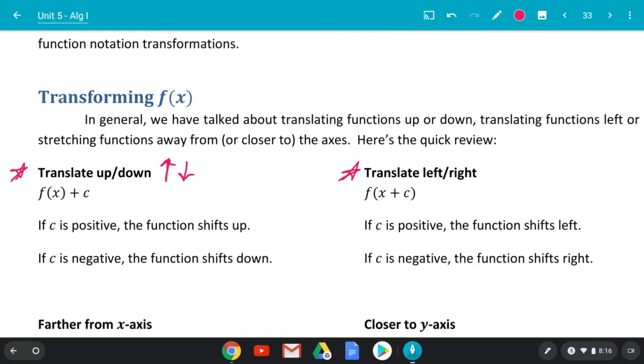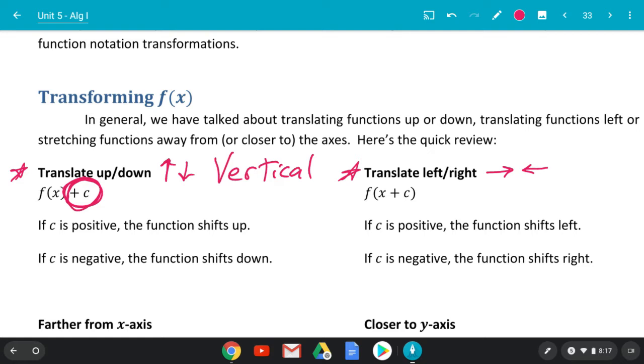Whereas if we have some function and we add or subtract something on the inside, that'll move it left or right. Now, this becomes important because I want you to realize that this addition or subtraction of something is on the outside of the parentheses. When we're dealing with the outside of the parentheses, I want you to think vertical. Write that down in your book right there. If it's on the outside of the parentheses, think vertical.